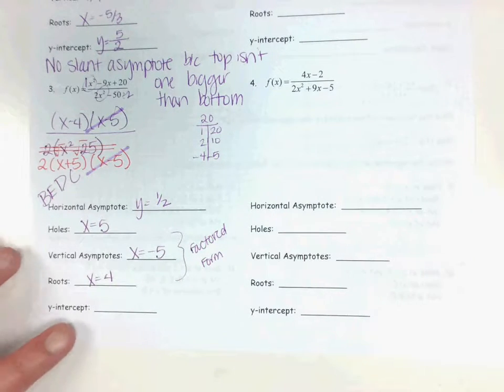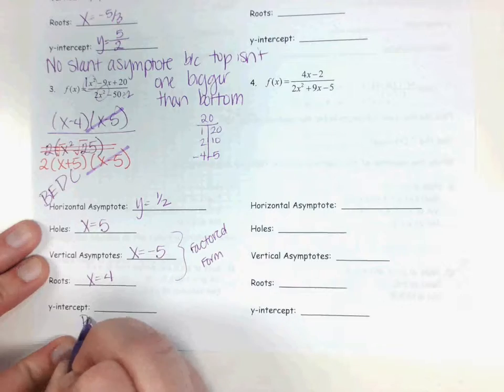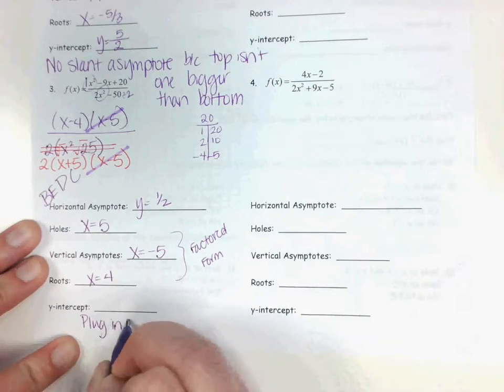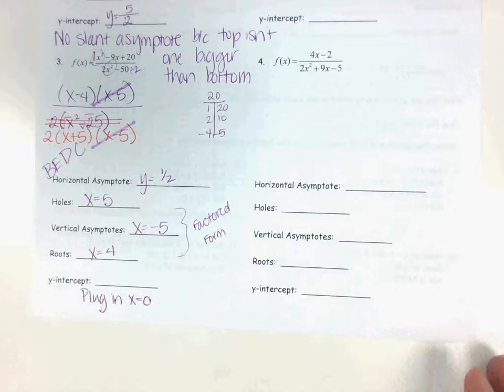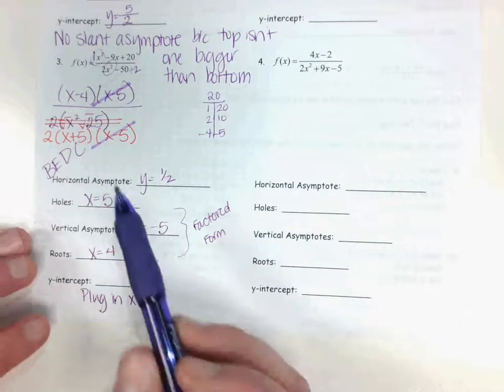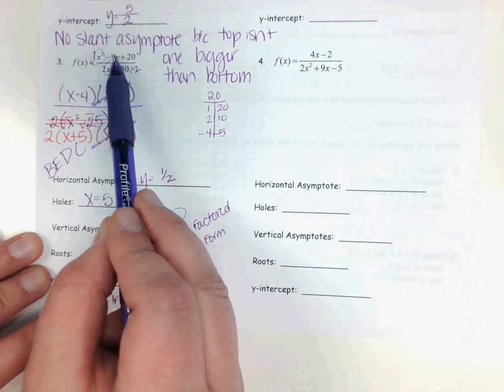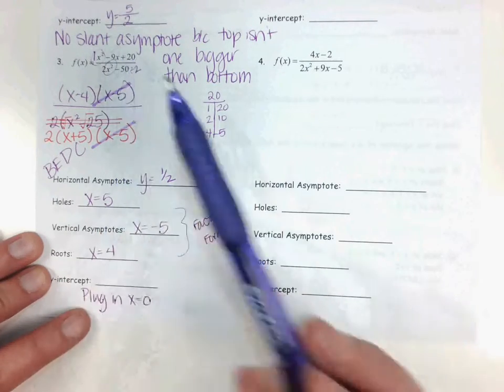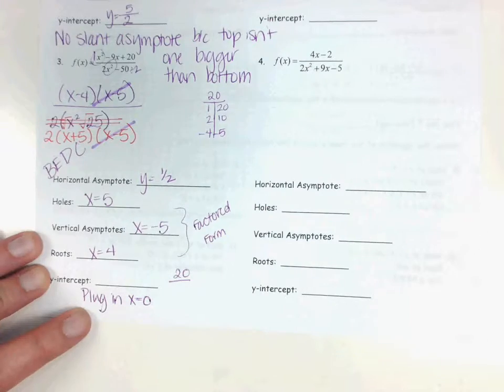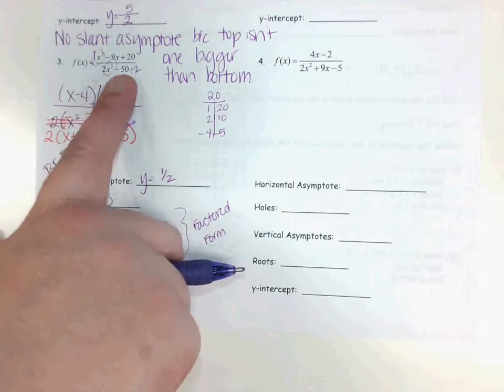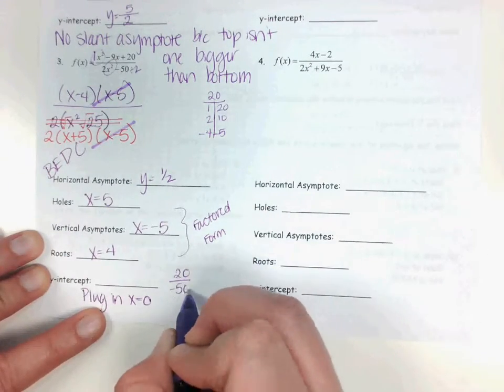Then from there, my y-intercept, remember, you plug in x equals 0. Okay, if you want to make a little note, that's how you find the y-intercept. So I'd have 0 minus 9 times 0 plus 20. Well, that just gives me 20. And then on bottom, I'd have 0 minus 50. That's negative 50.